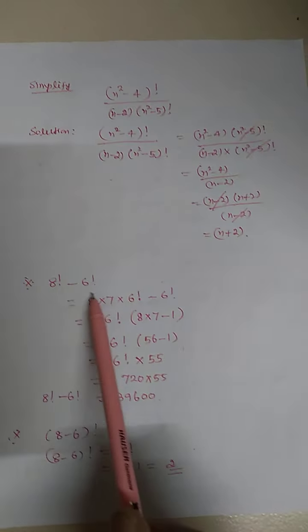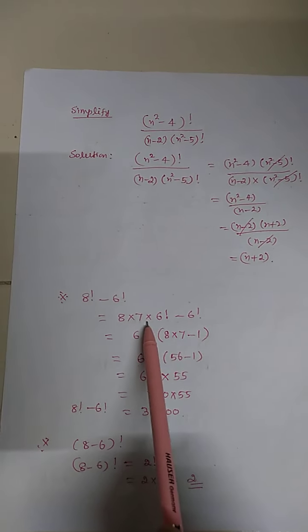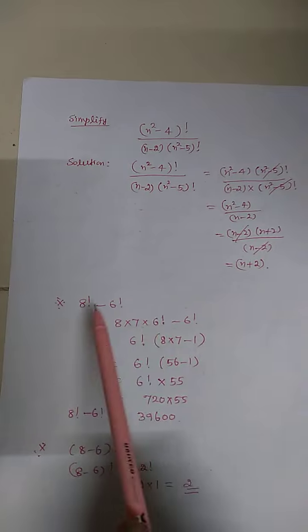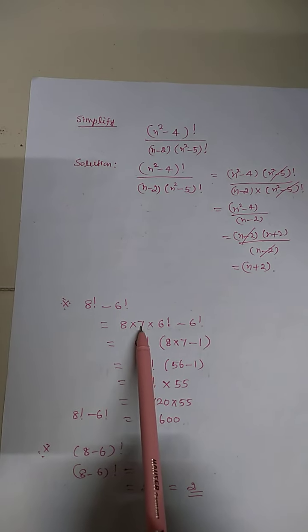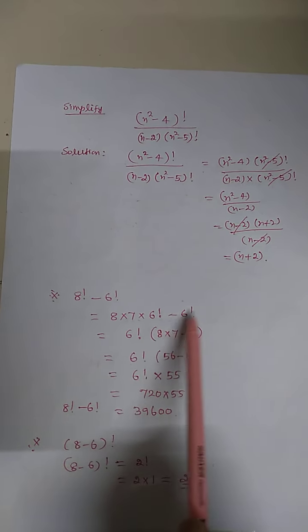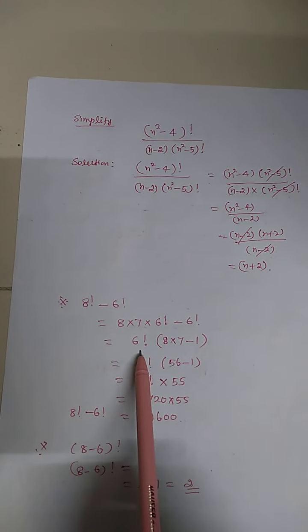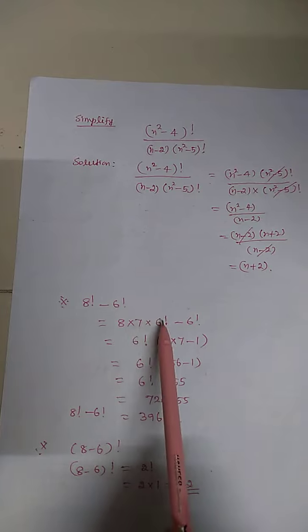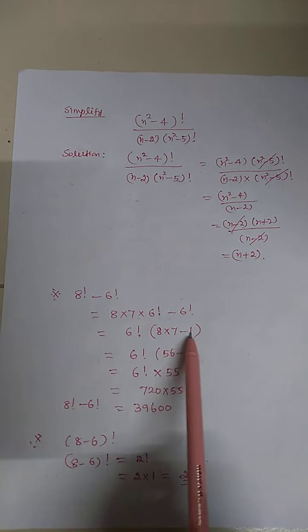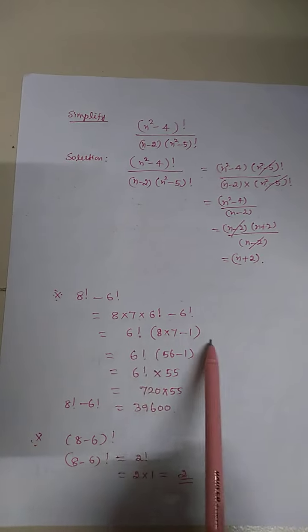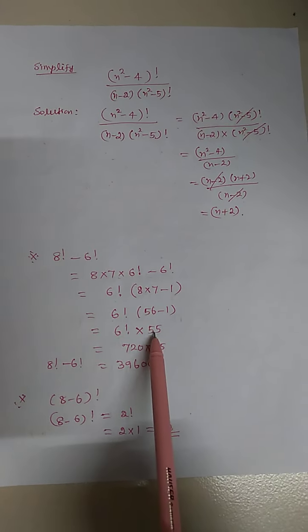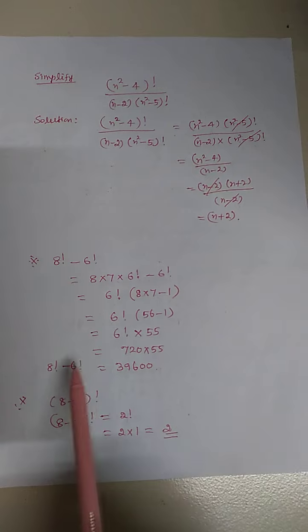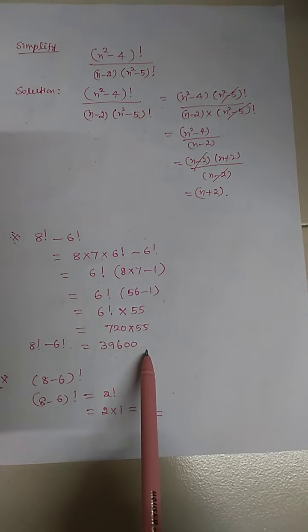Next, 8 factorial minus 6 factorial is equal to 8 into 7 into 6 factorial. After this there is 6 factorial. So we will write 8 into 7 and after that 6 factorial, minus 6 factorial. So 6 factorial is common. So bracket 8 into 7 into 6 factorial, this one coming, minus 6 factorial into 1. So 6 factorial into 8 into 7 is 56 minus 1. So 55. 720 into 55. So 8 factorial minus 6 factorial is equal to 39,600, which is the answer.